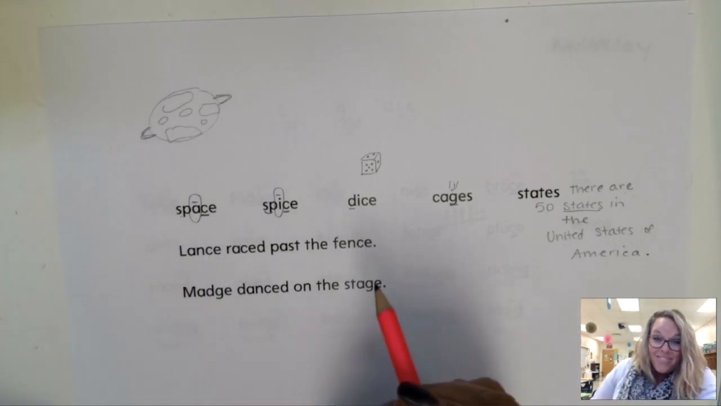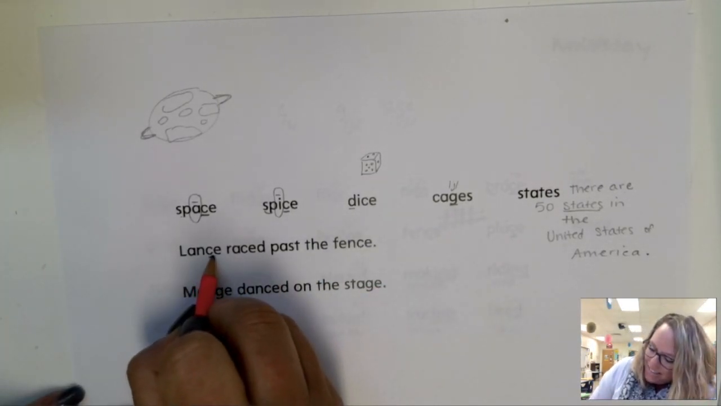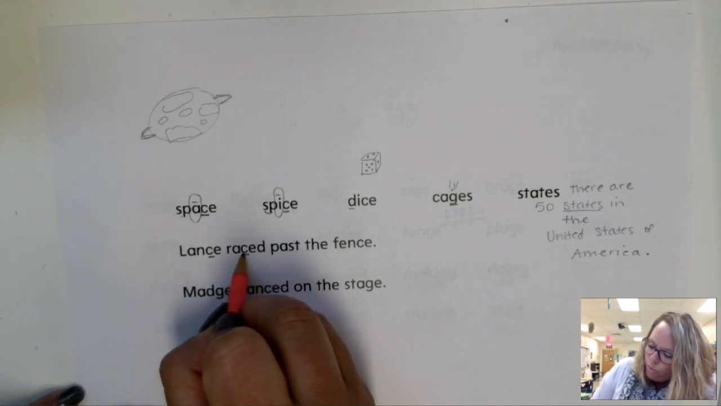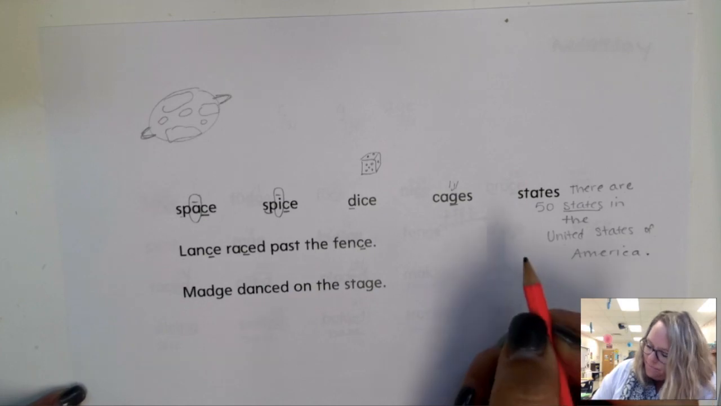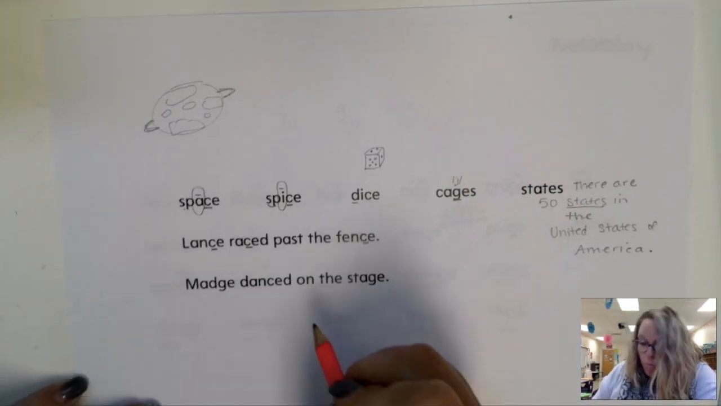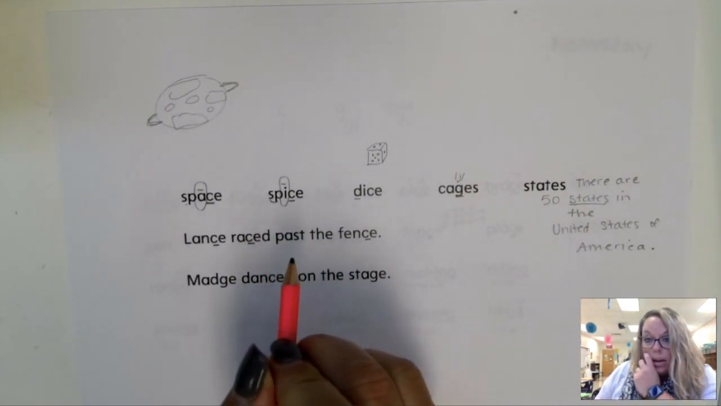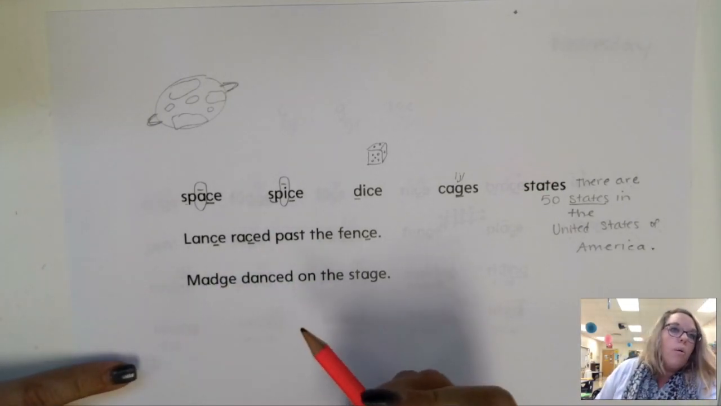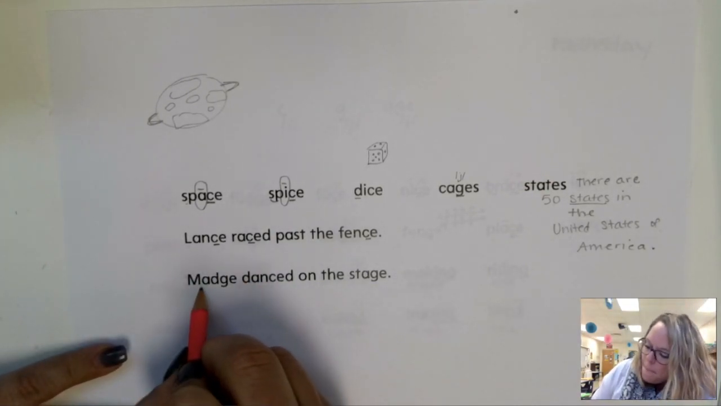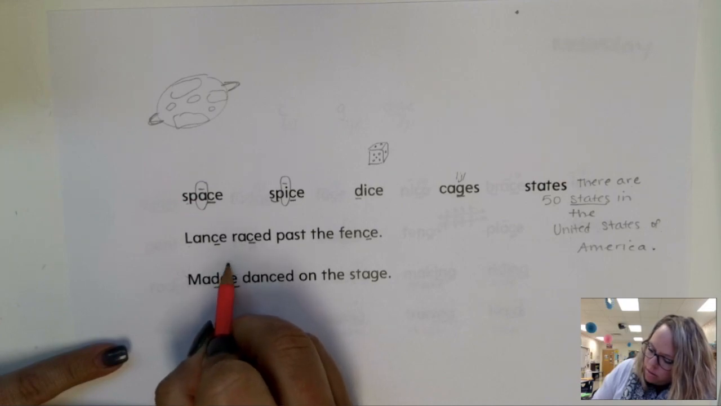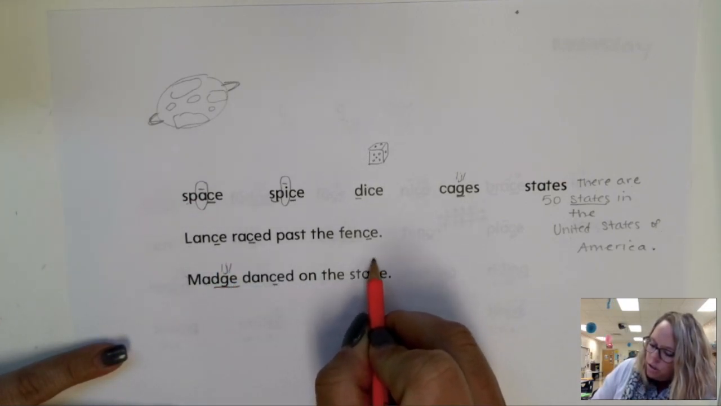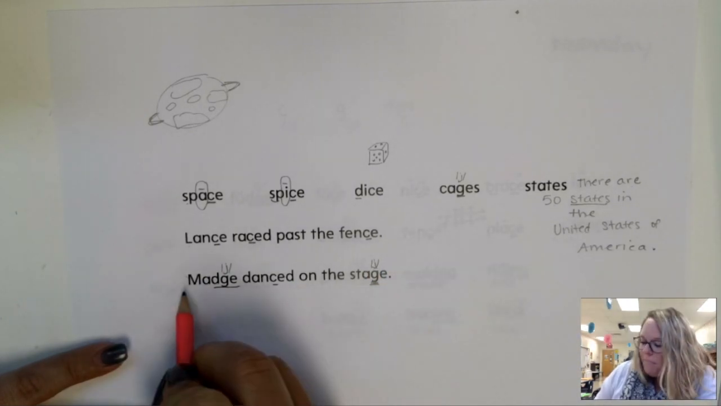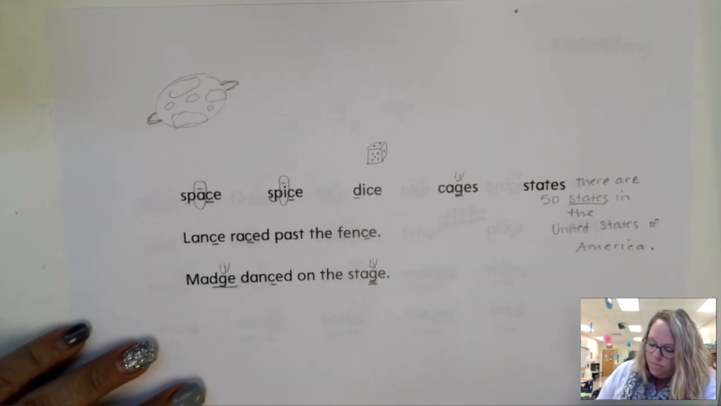And here we have two sentences. Lance raced past the fence. You race, you're running, right? You're trying to catch up to somebody, or you're trying to win the race. Madge danced on the stage.